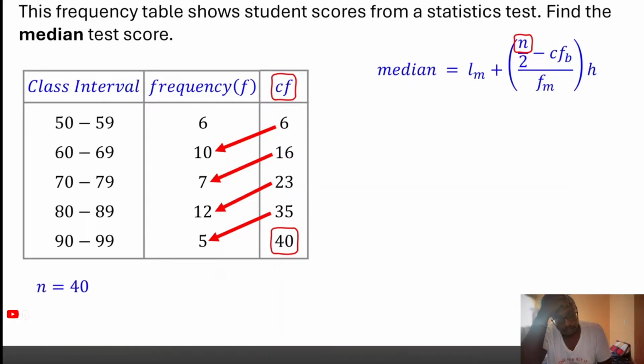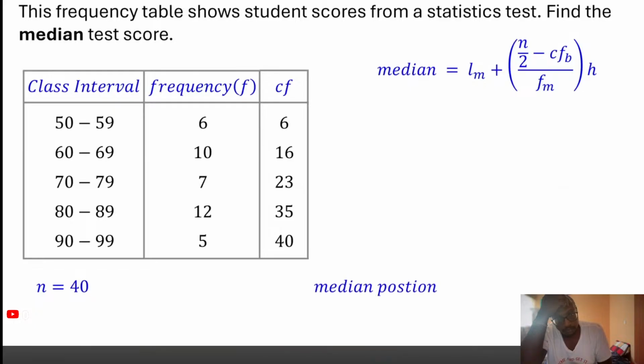So, n equals 40. Now we will find the median position. Remember, the median is the middle value. So to find its position, we divide n by 2. 40 divided by 2 gives us 20. This means the median is at the 20th position. Now we need to identify the class that contains the 20th value, which will be the median class. We will do this using the cumulative frequency.